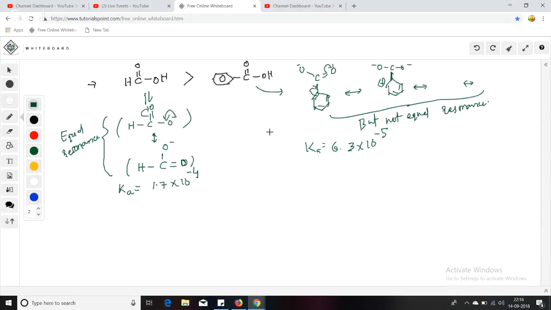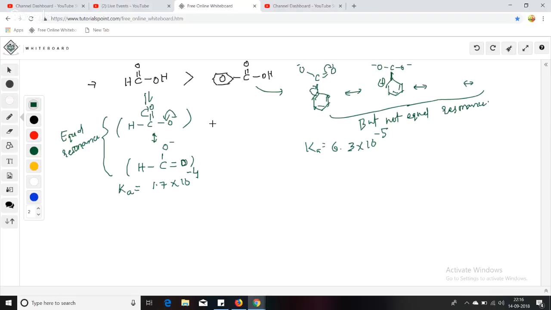But the thing here is that the negative charge is equally distributed over the entire molecule, right? So this is the equal resonance condition we have, and when equal resonance is there, we do not consider the number of resonating structures. Whenever equal resonance is there, it is always more stable, and that logic is also true when we see the Ka value of the compounds. Okay, so that is why formic acid is more acidic than benzoic acid. One important comparison, so you must keep in mind.